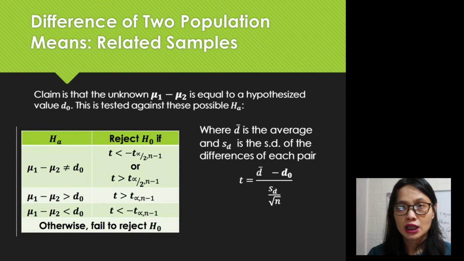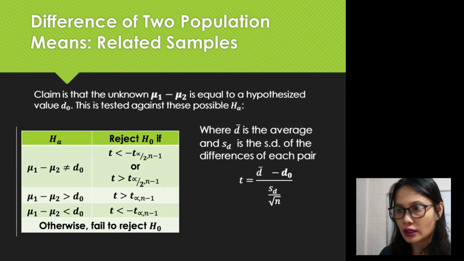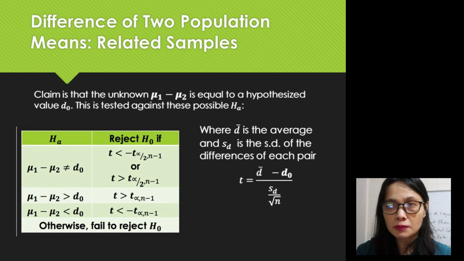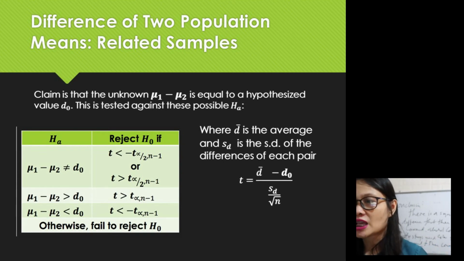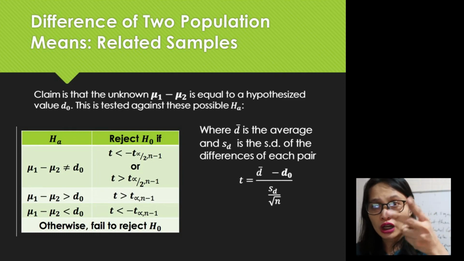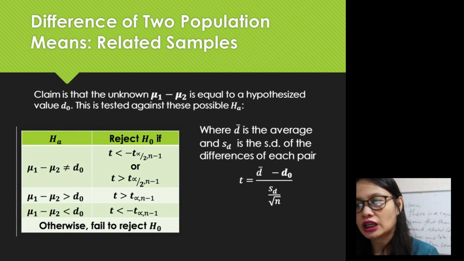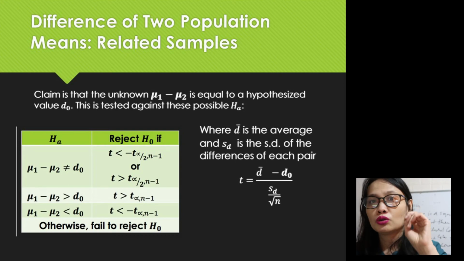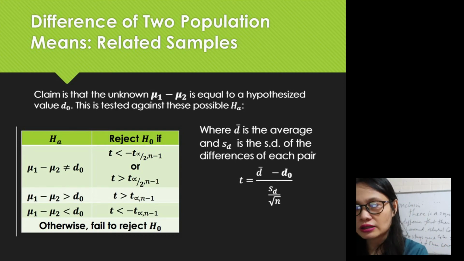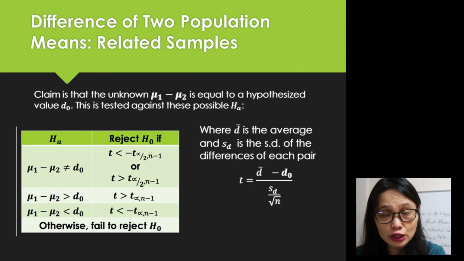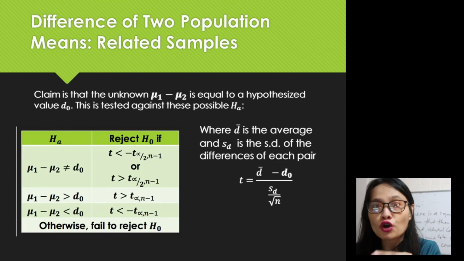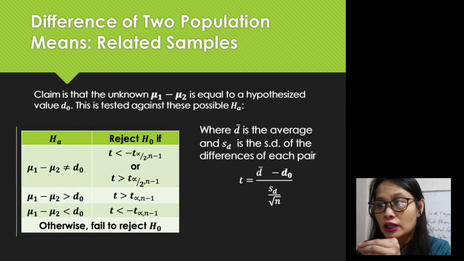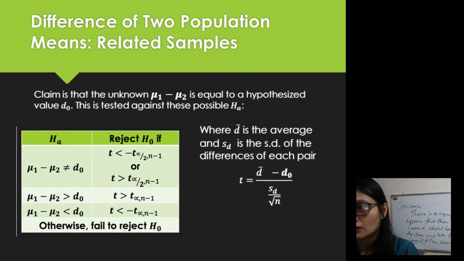So the formula, if you're talking about related samples, where d bar, what does d bar mean? D bar is the average difference of the two experiments or two conditions. And S sub D, you're referring to the standard deviation of the difference. The standard deviation of the difference of each pair.